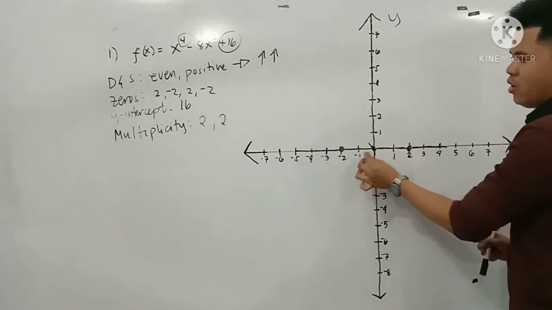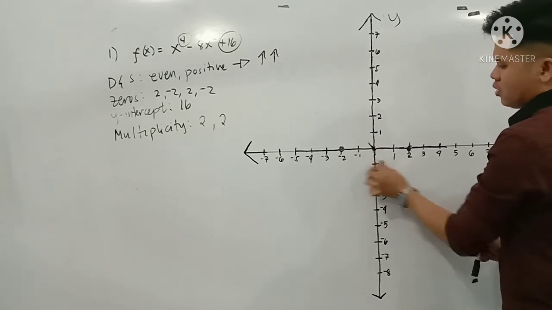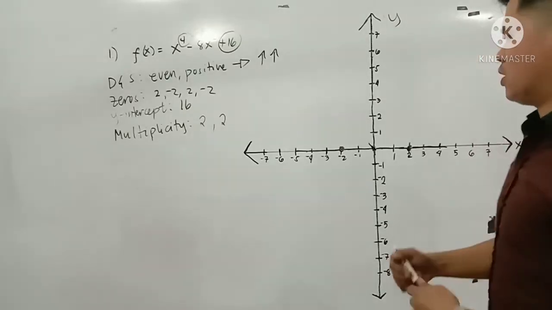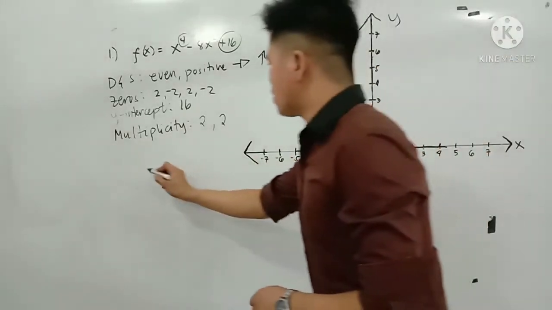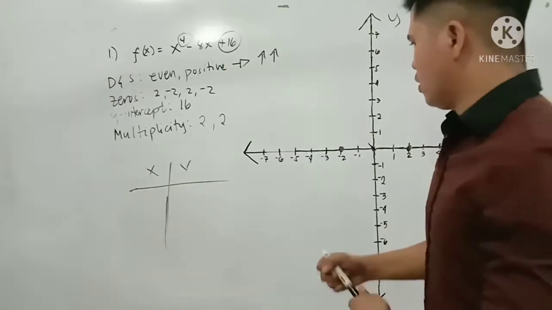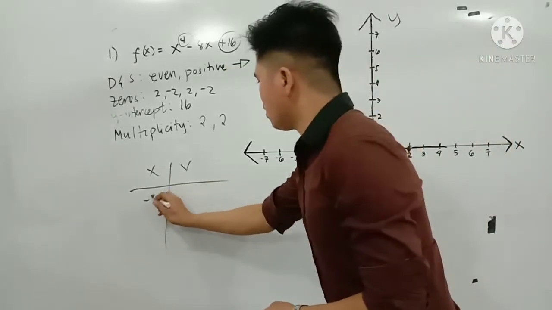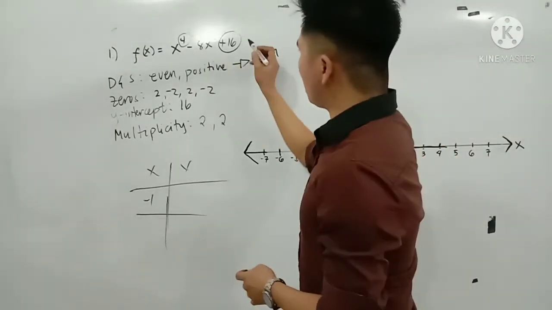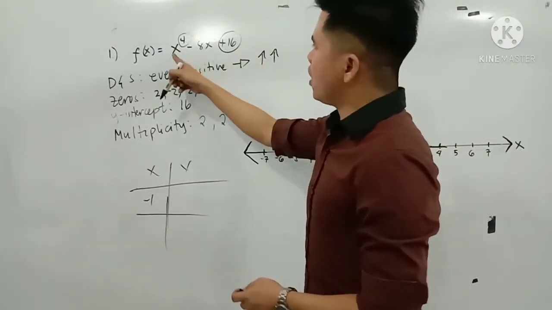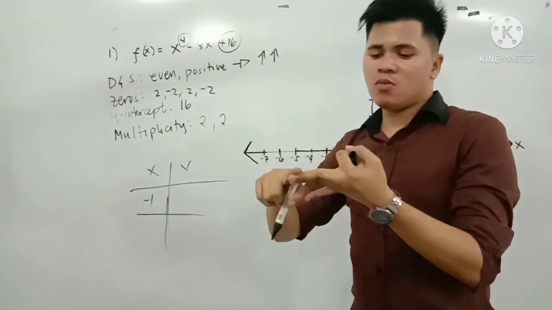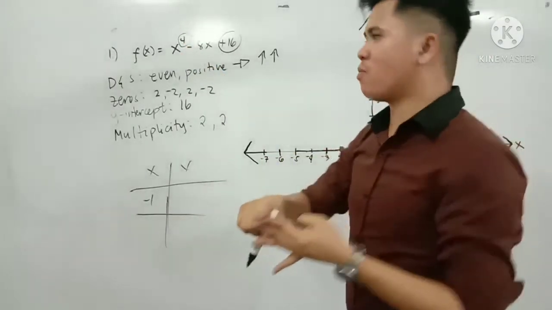So we have to find the ordered pair of these two numbers to serve as the turning points of the graph. So let's do that one. Our first is negative 1. If x is negative 1, what should be the value of y? So negative 1 raised to 4. Negative 1 times negative 1 is positive 1. Times negative 1 is negative 1. Times negative 1 is positive 1.